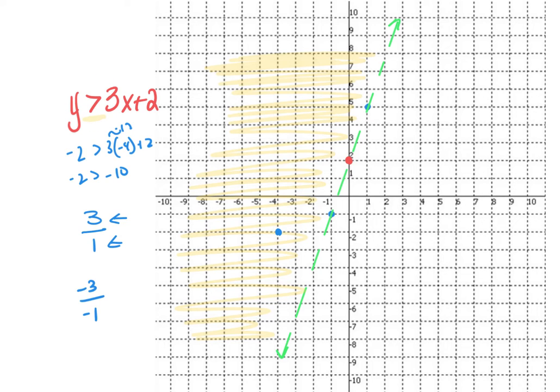Because it is just greater than, you will use a dashed line. And greater than, you're going to look at the y. Where is y bigger than this? It's on this side of the line, so that's the side that you are going to shade.